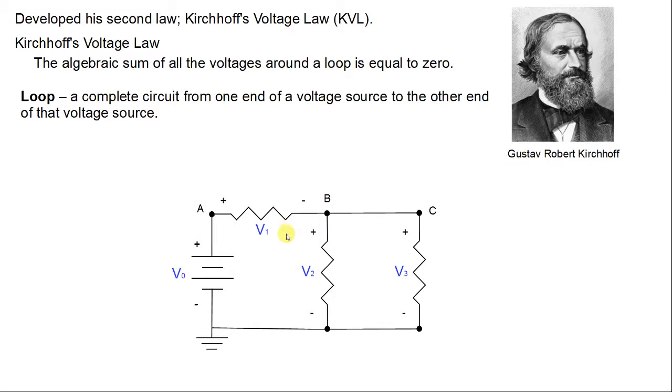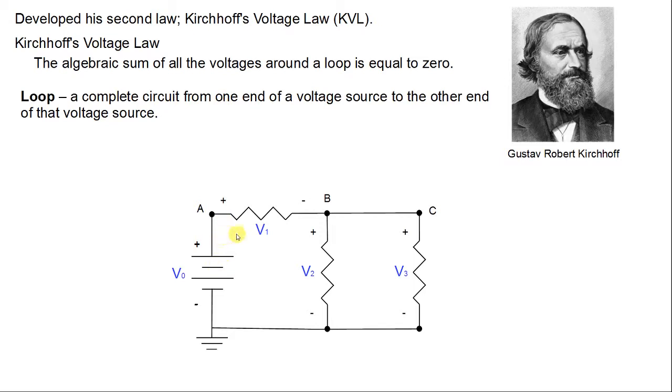So he's talking about voltage rises and drops. And like I said, we had 1 rise here, and we have 3 drops. But he's saying that the algebraic sum of all voltages around a loop is equal to 0. So let's figure out what he means by a loop. A loop is a complete circuit from one end of a voltage source to the other end of the source.